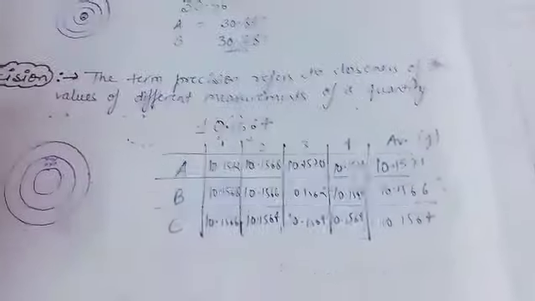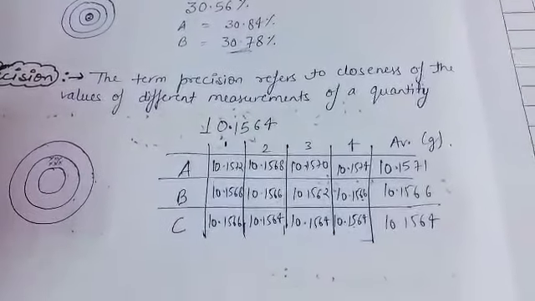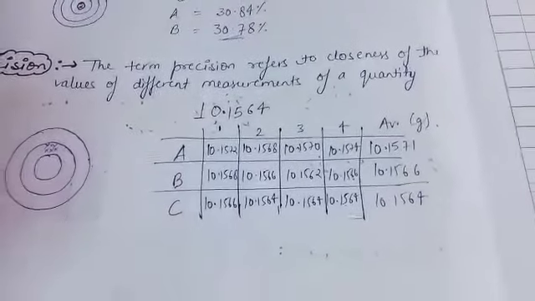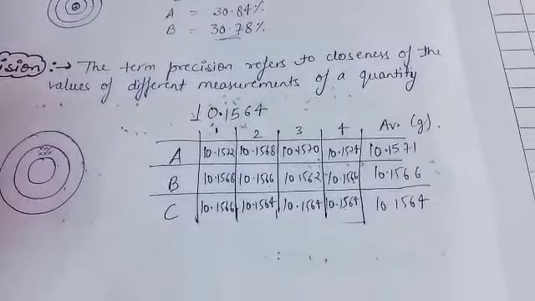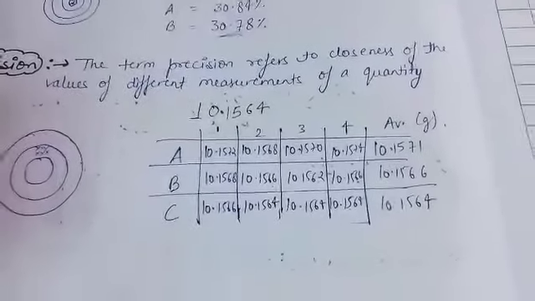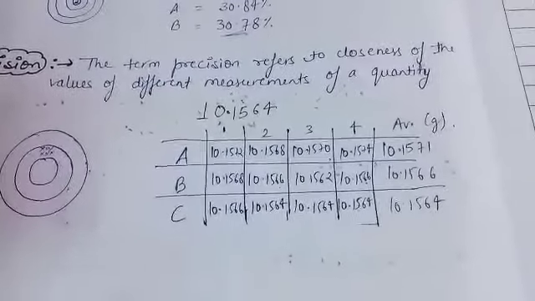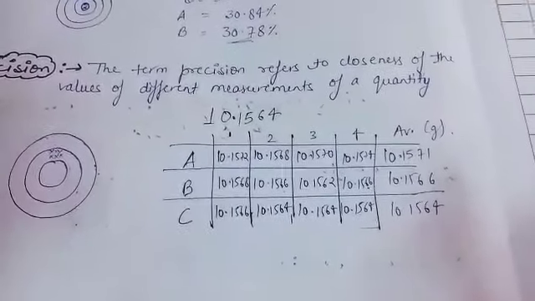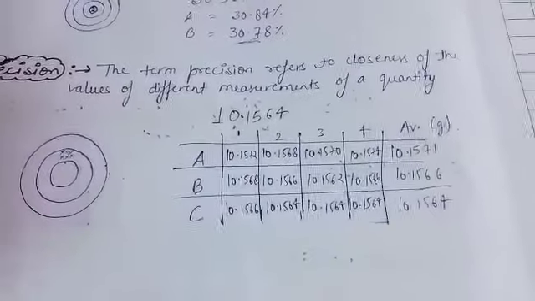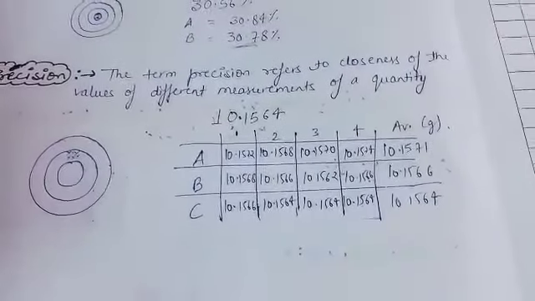So the term precision refers to the closeness of the values of different measurements of a quantity. If the quantities are close to each other, they are precise. Maybe they are accurate, but it's not necessary that precise values are always accurate. They may or may not be accurate. Now this was regarding precision.